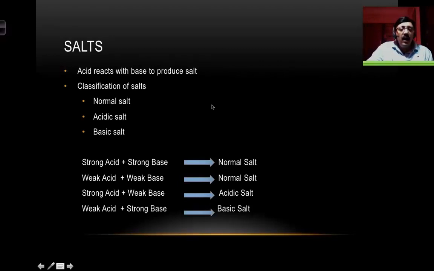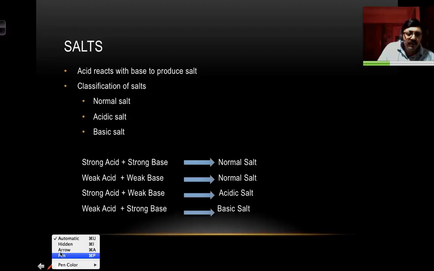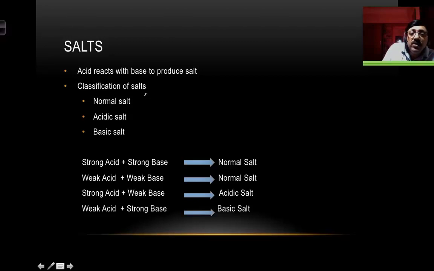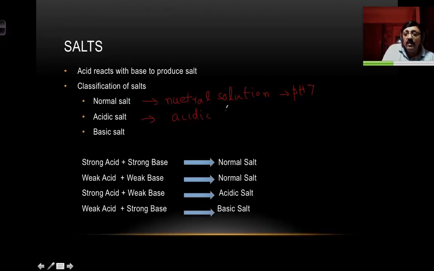Alright, so now what do you mean by a normal salt? When it is dissolved in water, it produces a neutral solution, which means the pH will be 7. Right? It's a neutral solution. Whereas an acidic salt, when dissolved in water, forms an acidic solution, which basically means the pH is less than 7.